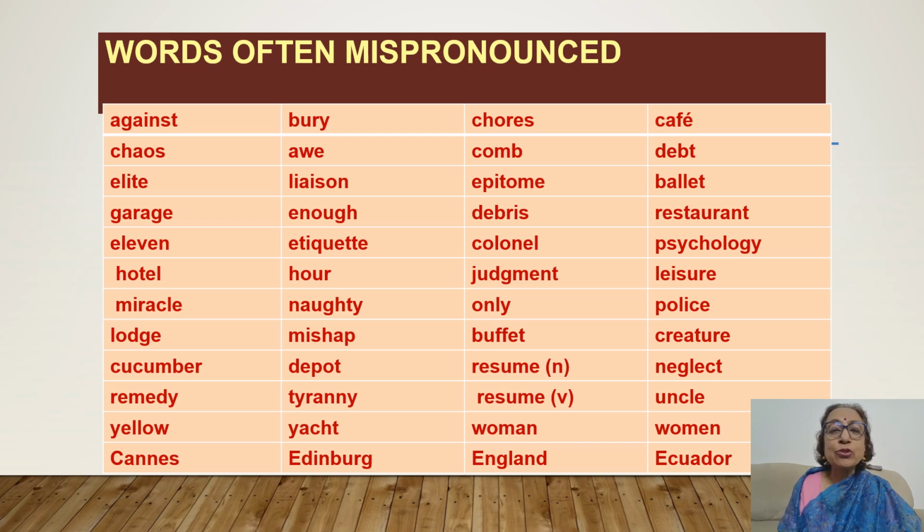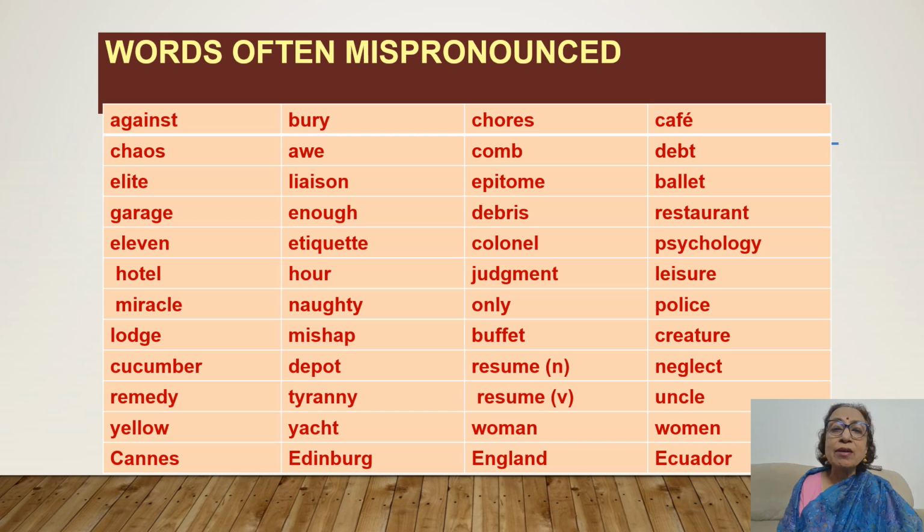Chaos, CH is written, it's pronounced as K, that is K sound, chaos. Elite, garage. Very often mispronounced. Hotel. Miracle, lodge. Cucumber, remedy. Yellow, very often mispronounced. It's the Y sound. Khan, Khan is a proper noun.